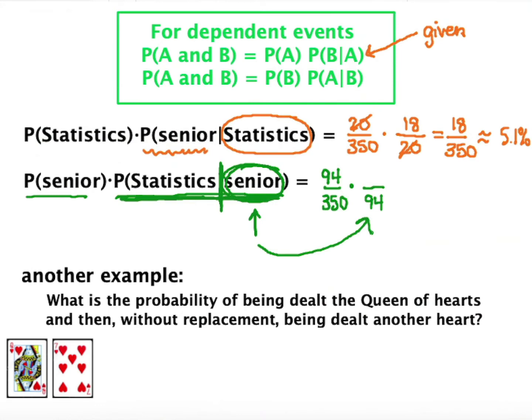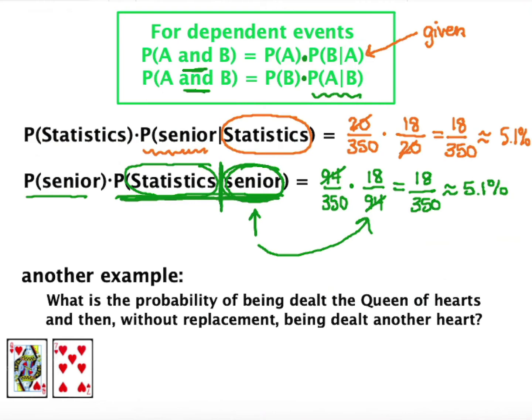So how many seniors are there? There are 94. And out of those 94 seniors, what's the probability you're going to find somebody who's in stats? Well, there are 18 seniors in stats, so that would be an 18 out of 94 chance. Again, that's going to simplify to 18 out of 350. And so this formula is a way to make that multiplication rule work again. Remember, and means multiply. But we just have to think a little harder about what we're multiplying by for dependent events.